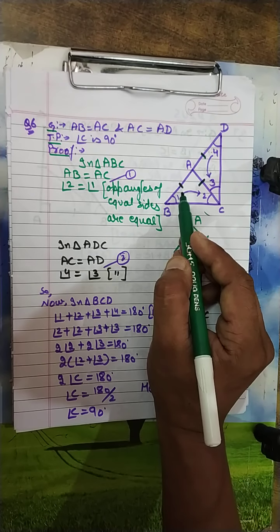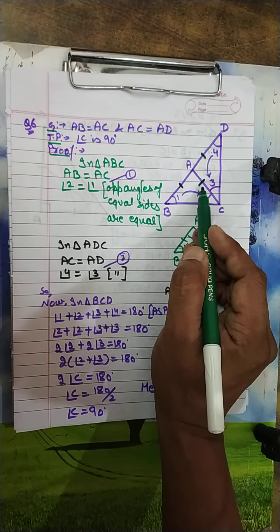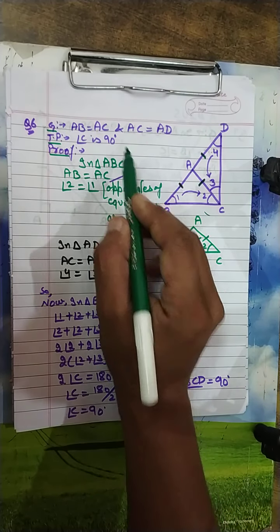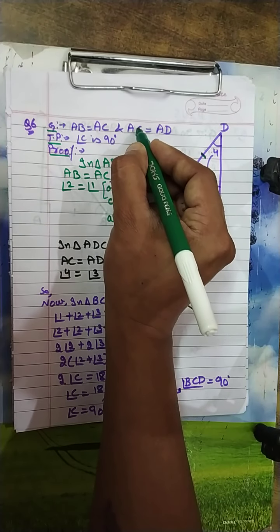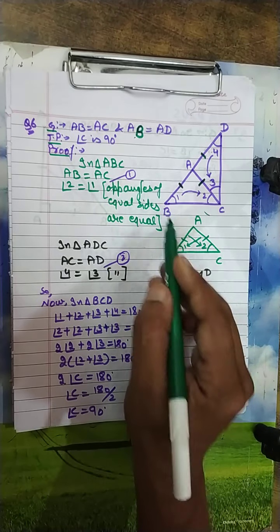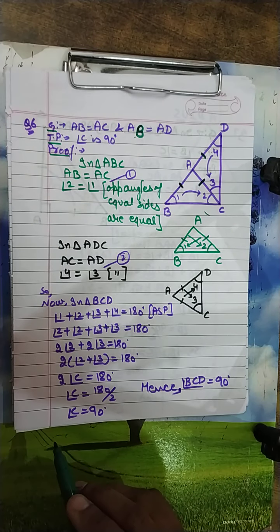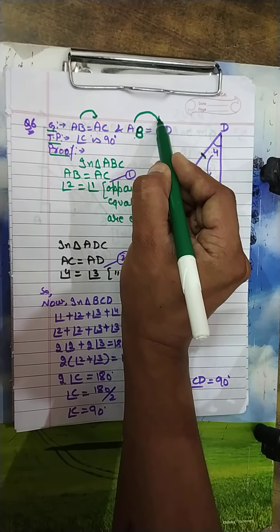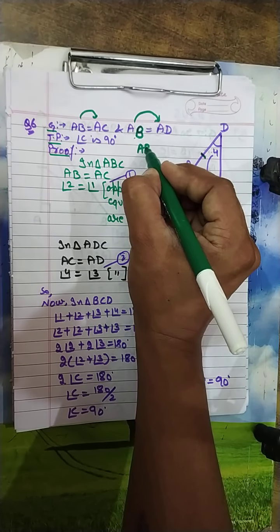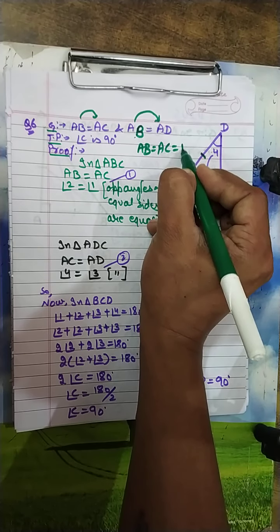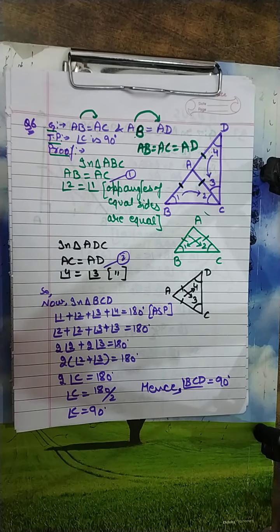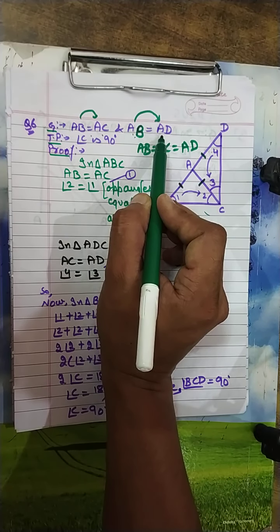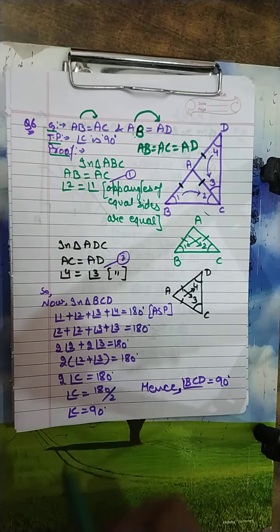Now you can easily see that in the question it is given AB equals AC, and AB equals AD. It means if AB equals AC and AB is also equal to AD, therefore AB equals AC equals AD. All the three sides are equal to each other.